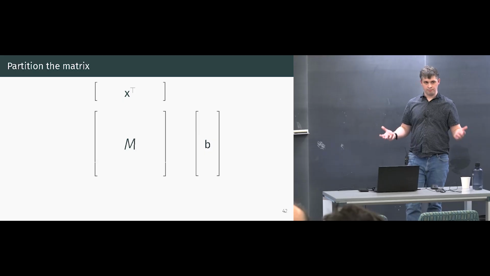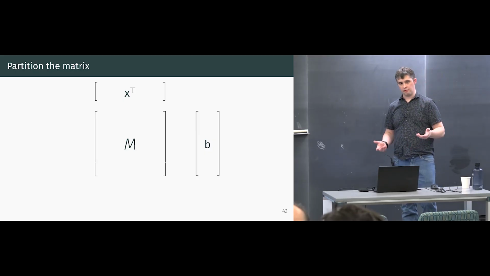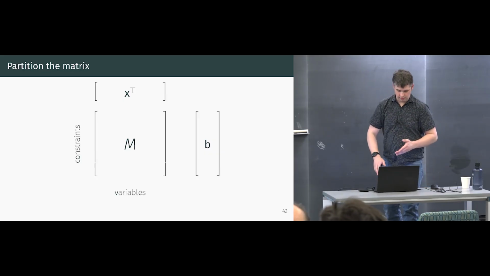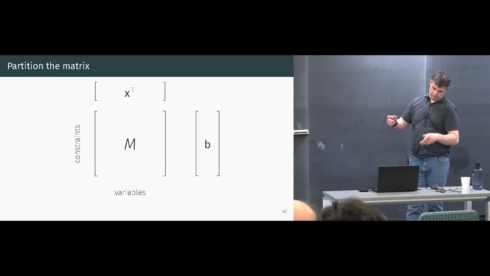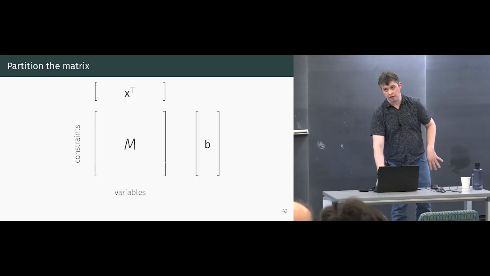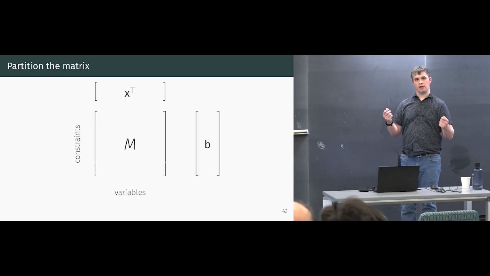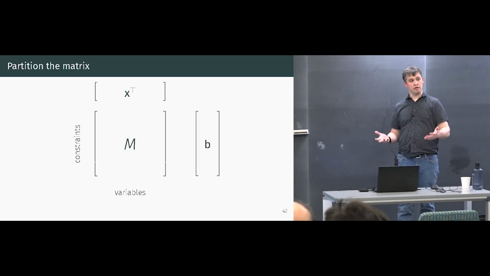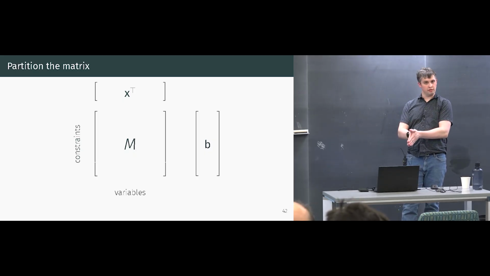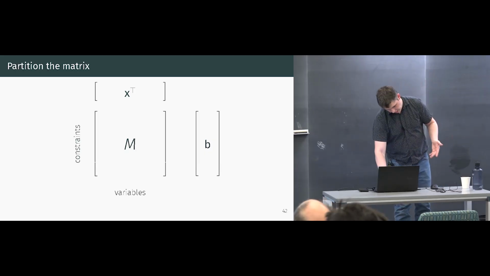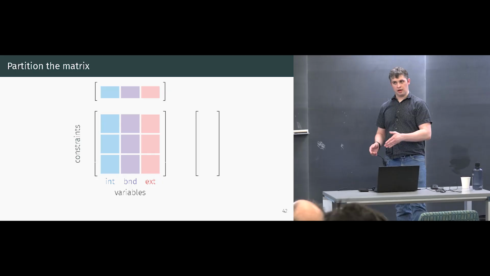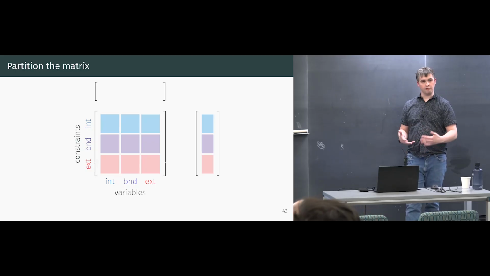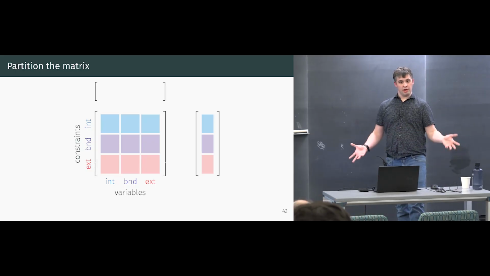So here's the linear system, the important data, M, X, and B, right? And I've drawn it in this sort of unusual configuration so that the columns correspond to variables, and the rows correspond to constraints. And you'll recall that in our constraint graph, constraints and variables were vertices. And we just talked about how the vertices are partitioned into these three sets. So you can partition these into internal, boundary, and external variable vertices, as well as internal, boundary, and external constraint vertices. So we've got a 3x3 matrix here.